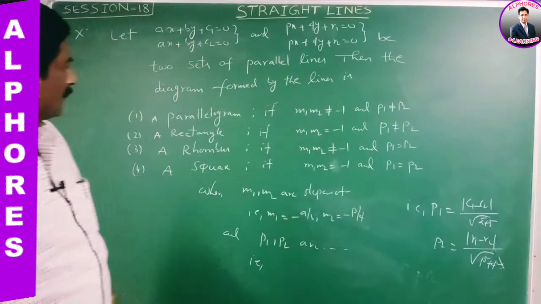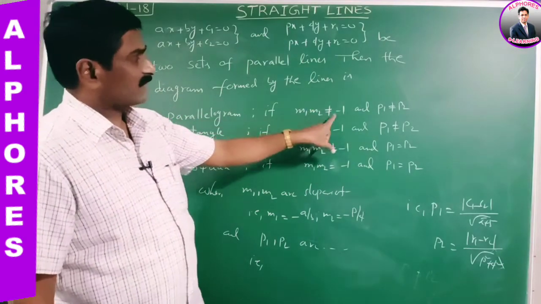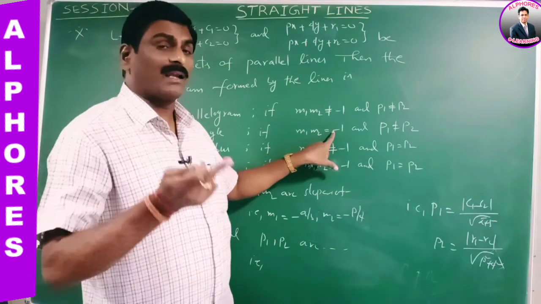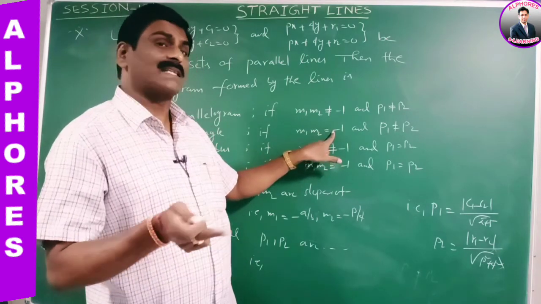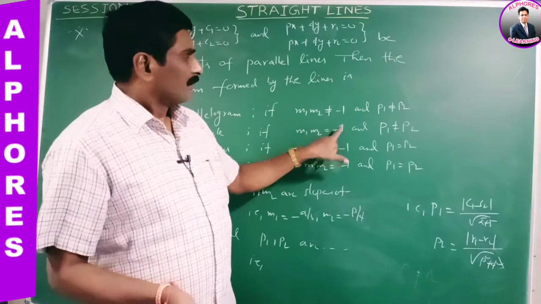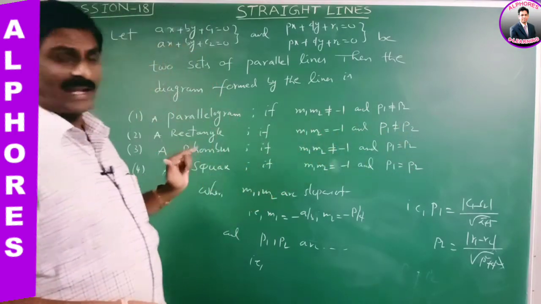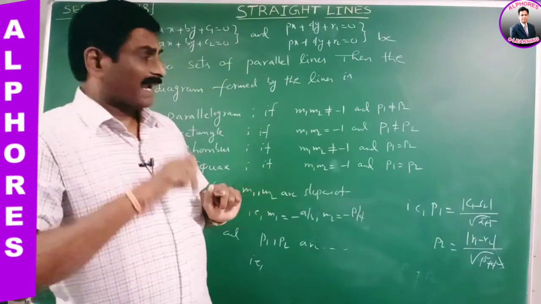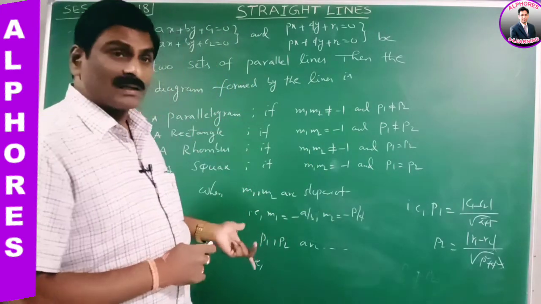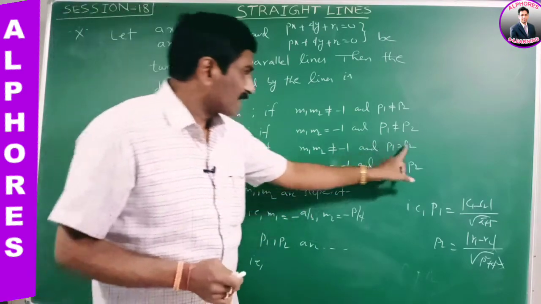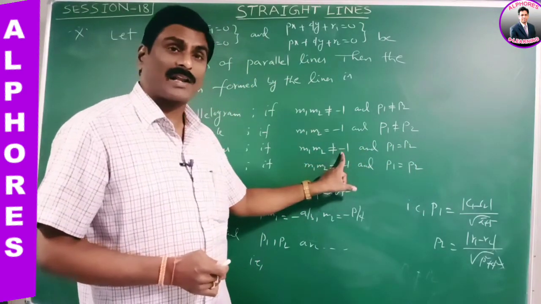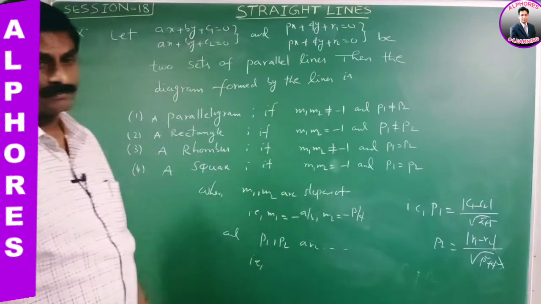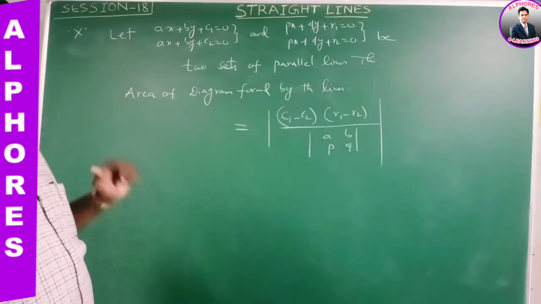Okay. If m1 m2 is not equal to minus 1 and p1 not equal to p2, it is a parallelogram. If m1 m2 is equal to minus 1, the angle between the adjacent sides is 90 degrees. That means it may be rectangle or square. But p1 not equal to p2, so it must be rectangle. If p1 is equal to p2 and m1 m2 is equal to minus 1, it must be a square. Okay. In a rhombus, the distance between two parallel lines is equal. p1 is equal to p2 and the angle between the adjacent sides is not equal to 90 degrees. That means m1 m2 is not equal to minus 1. Please note this value.